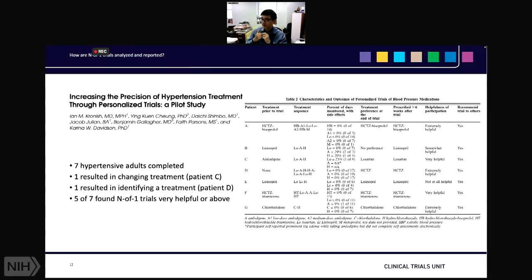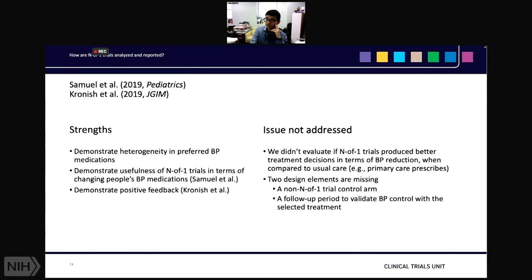Again, the majority of the participants found that N-of-1 trials are very helpful or more so. So this is, again, the type of analysis or presentation that people make at the end of N-of-1 trials. We've seen how N-of-1 trials are reported in the literature in 2 examples, and those are quite typical. These reports are very useful in demonstrating that there's heterogeneity in the preference for treatments, right? So different individuals may prefer different treatments.